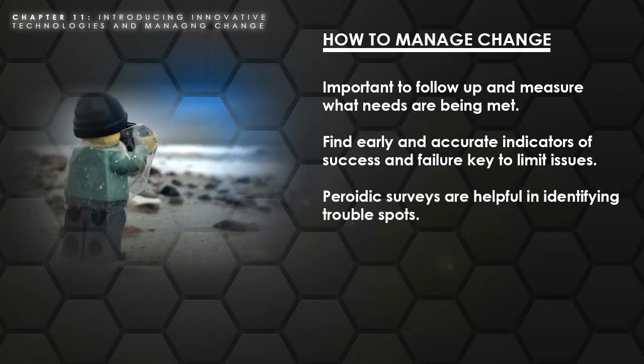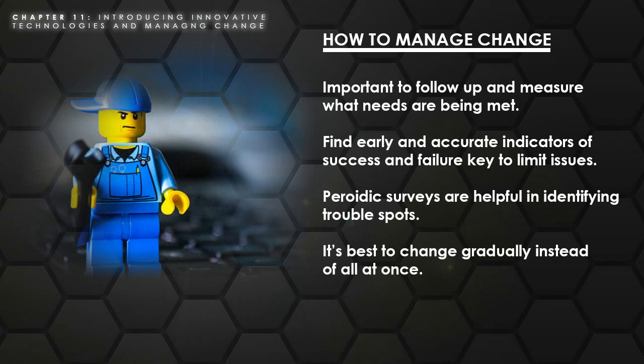Periodic surveys to users are helpful in identifying trouble spots, and they can also be useful in knowing when it's time to move forward with the technology. So it's best to change gradually. We make these changes gradually rather than all at once because this makes it easier to adapt by transition rather than throwing a bunch of new things at the users. That's when you get a lot of laggards. You go back to the scale that we showed. So it's easier, once we implement a technology, to put in these changes gradually.